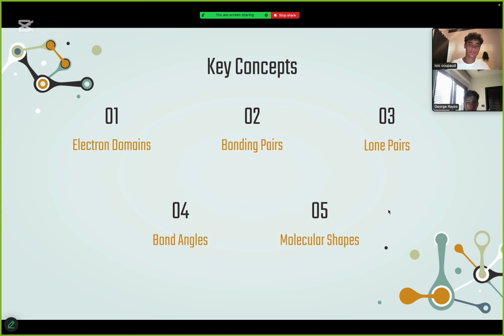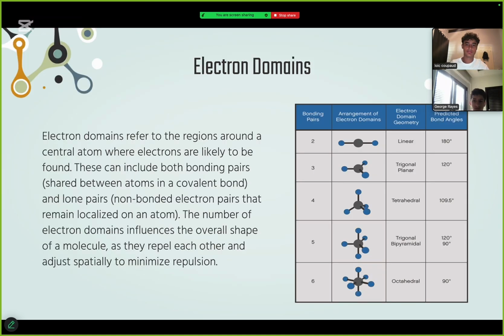Now here are the key concepts which we're going to be discussing. The first one is electron domains, the second bonding pairs, the third lone pairs, the fourth bond angles, and the fifth molecular shapes. Now Loic will explain these to you.